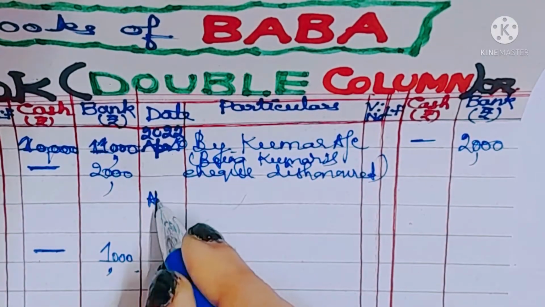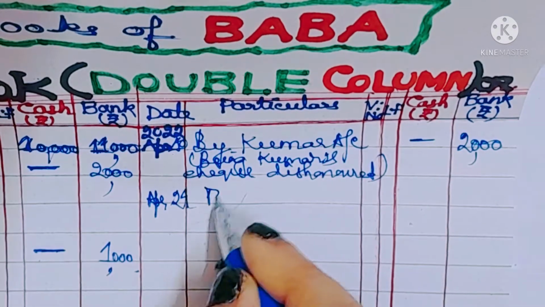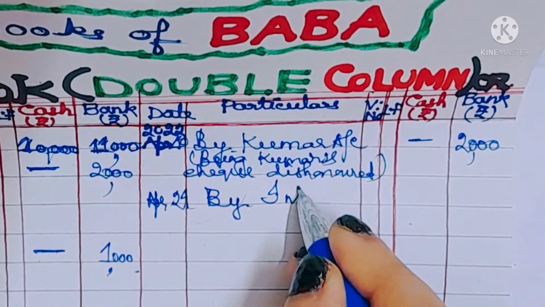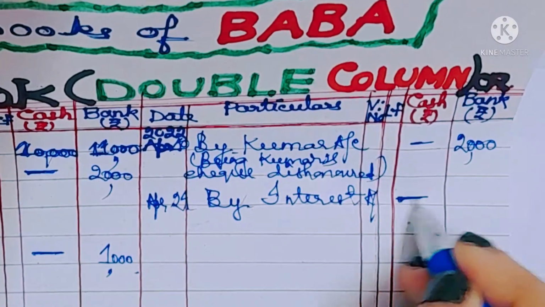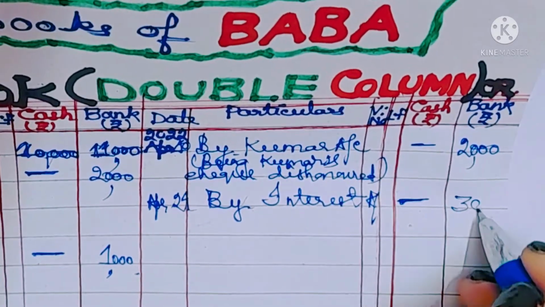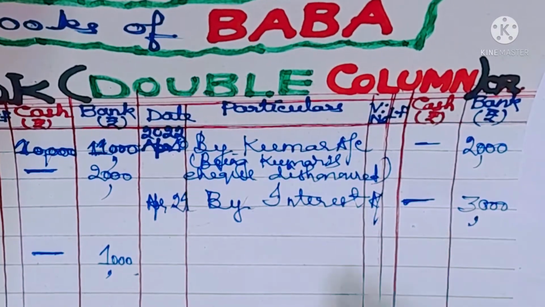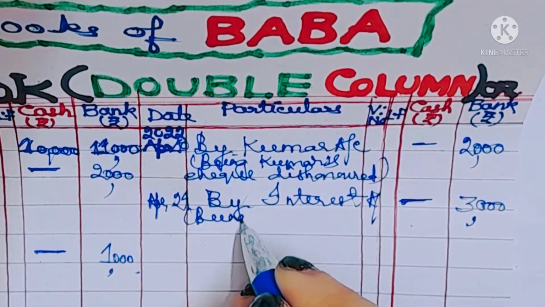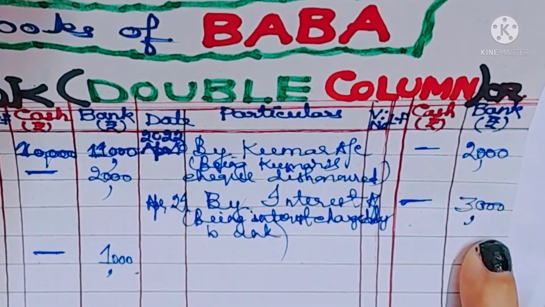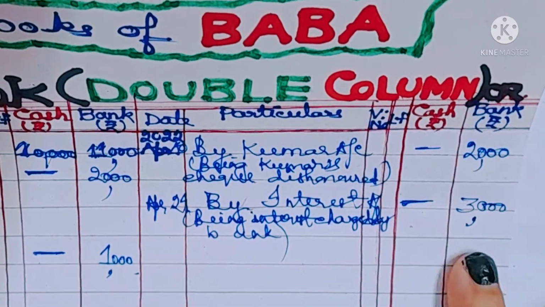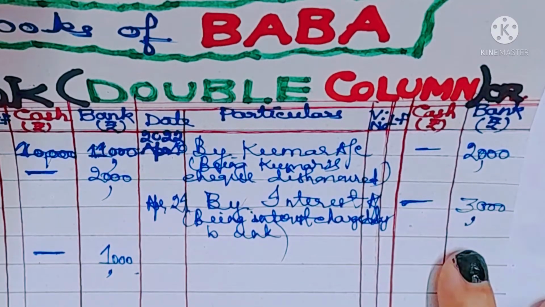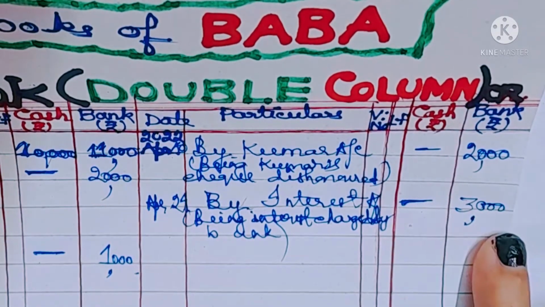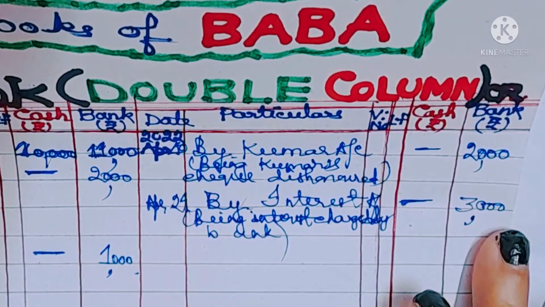On 24th April, by interest account, how much? 3,000 in the bank column, because bank charged interest, being interest charged by bank. Moreover, bank column represents bank account. Bank account comes under personal account. According to personal account, the giver of the benefit is credit. Here, when interest is charged by bank, the bank is the giver of the money. So, bank account will be credited by 3,000. Okay, so now let's see the next transaction.